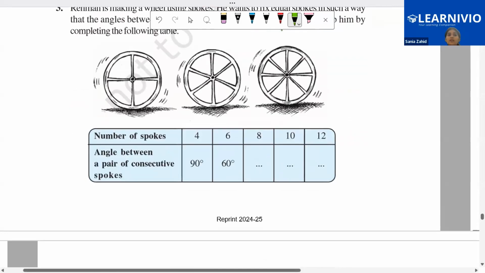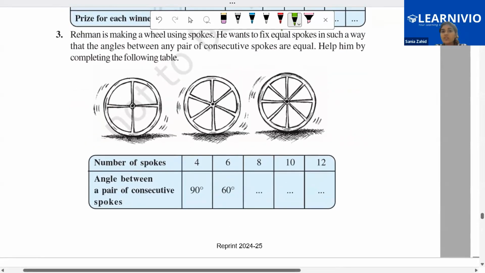Alright, come to the third one. Rehman is making a wheel using spokes. He wants to fix equal spokes in such a way that the angles between any pair of consecutive spokes are equal. Help him by completing the following table. First of all, what is the total angle around a single point? For example, this is a point. What is the total angle? 360. Very good, Aman. The whole angle is 360 degrees, right?